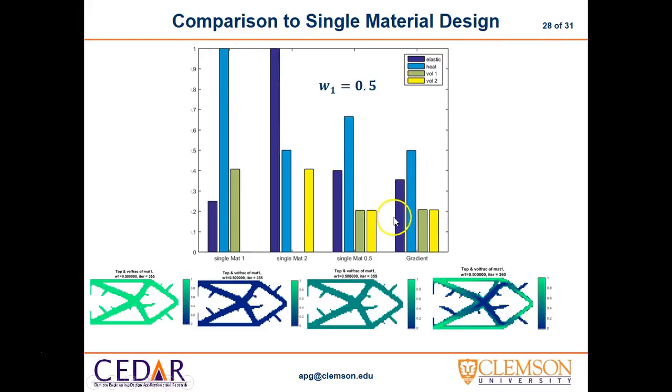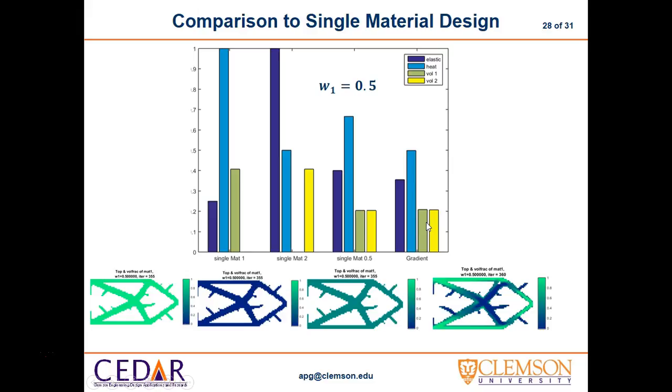Finally, in the last column, we have a gradient material design. In this case, I'm using 20% of each material, but instead of being homogeneous, I'm allowing the material to change within the design. And here's the picture off to the far right. My elastic objective is lower than its corresponding homogeneous material design. And also the heat objective is a good bit lower than the homogeneous material design.